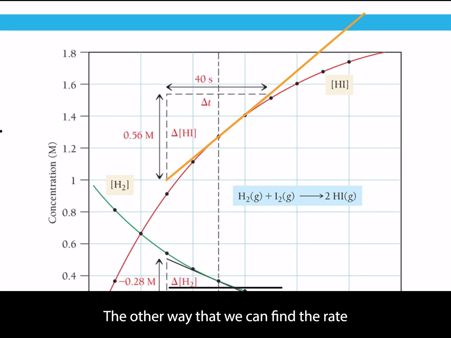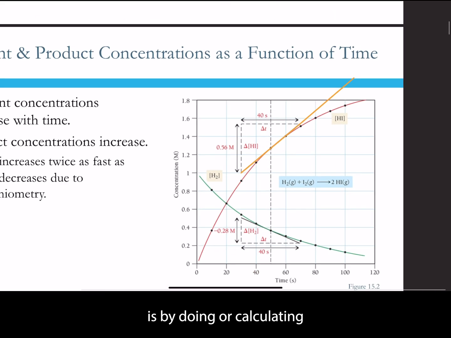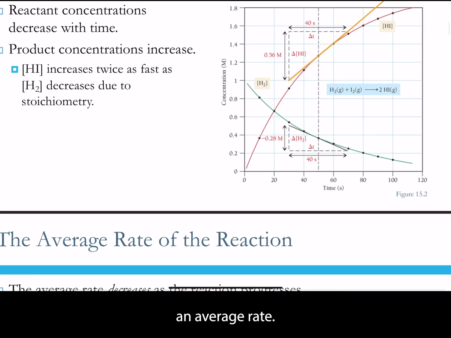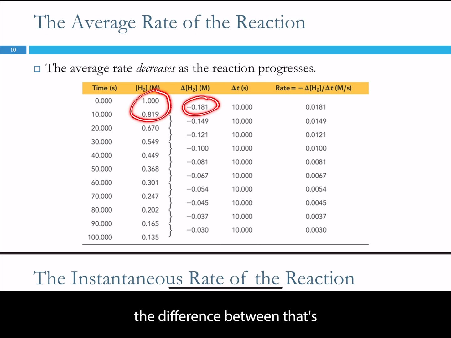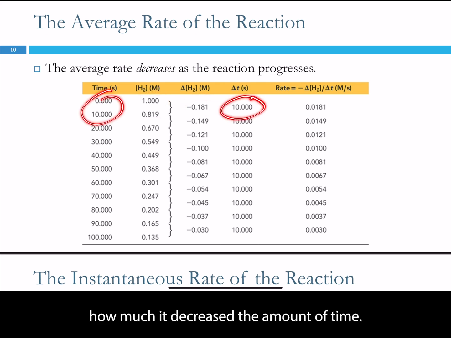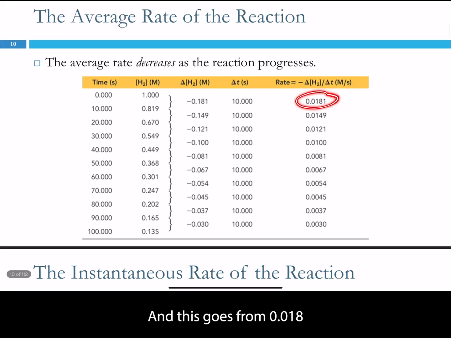The other way that we can find the rate is by calculating an average rate. So these are calculating the average rate, where we're just taking two different points and essentially assuming a line between those points, and calculating the slope of that line. So it's rise over run. Now we can see this is the difference, how much it decreased, over the amount of time, 10 seconds. And this goes from 0.018 to 0.014 to 0.012, so it slows down over time.